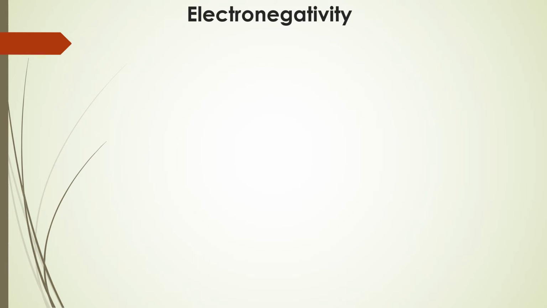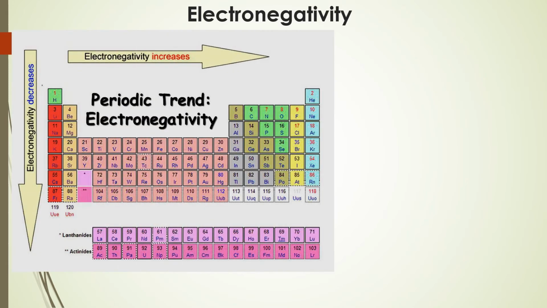The third trend in the periodic table is electronegativity. As you look across a period and down the group, you will see that electronegativity increases across and decreases down the group. Electronegativity is the attraction an atom has for the shared pair of electrons.